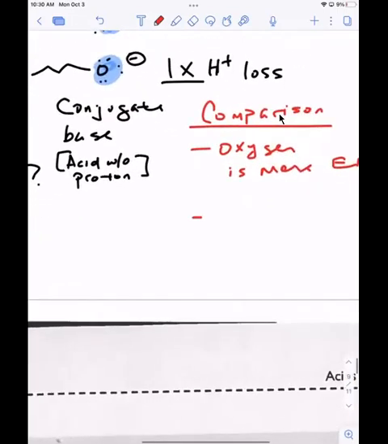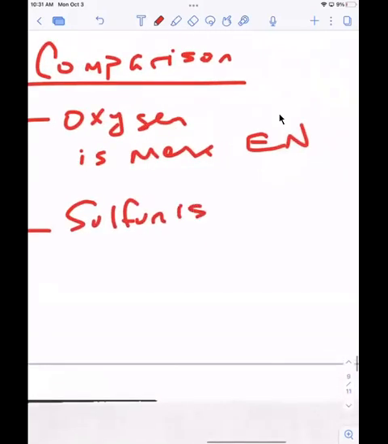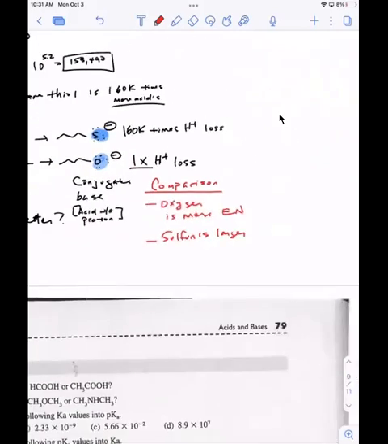Right, now we're going to also compare the size because those are two different atoms. So that means they're going to have two different atomic radii. Now atomic radius is similar. It increases from left to right, but it also increases from top to bottom. So sulfur is under oxygen. So that means it's bigger.